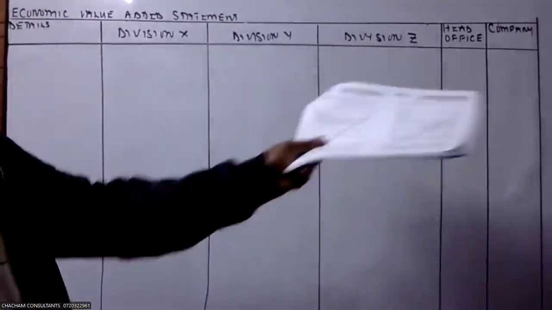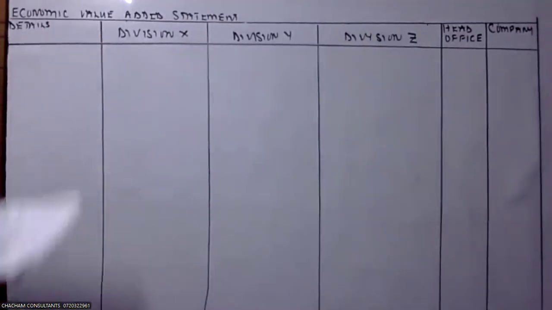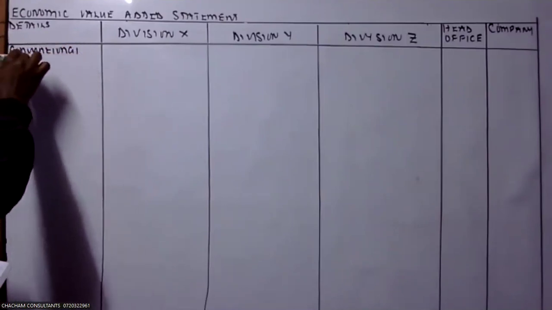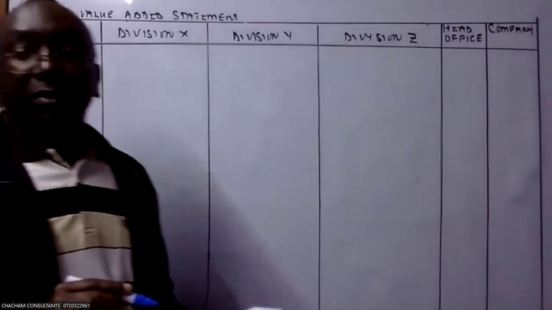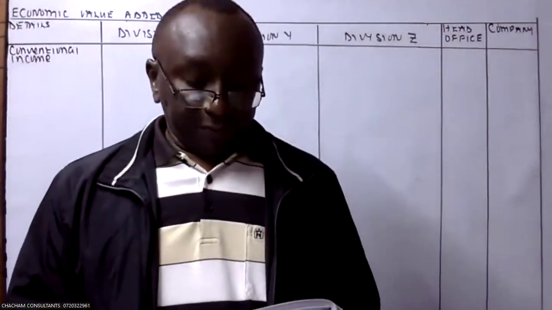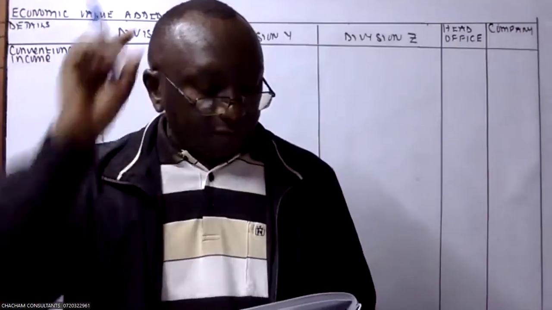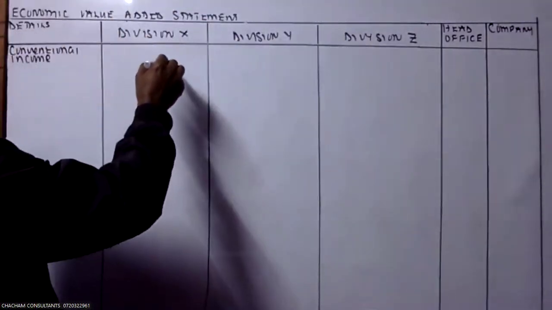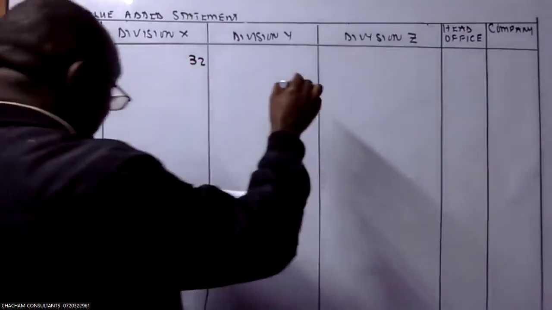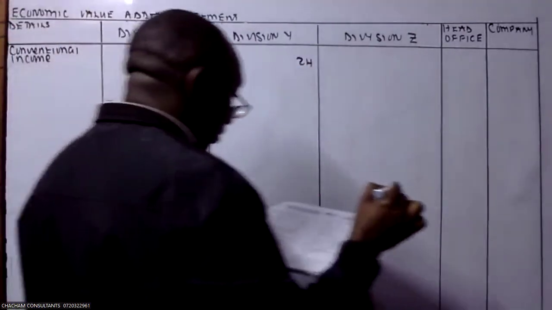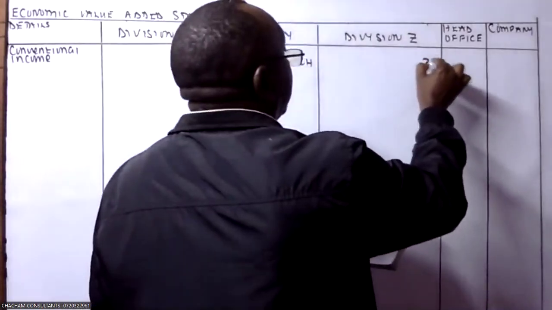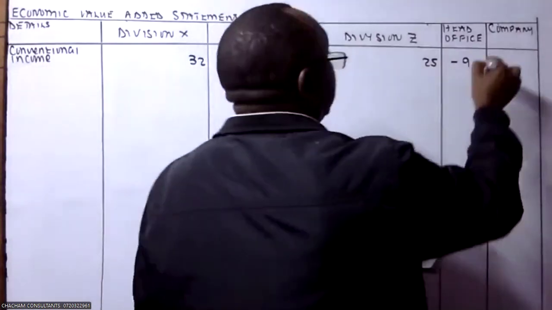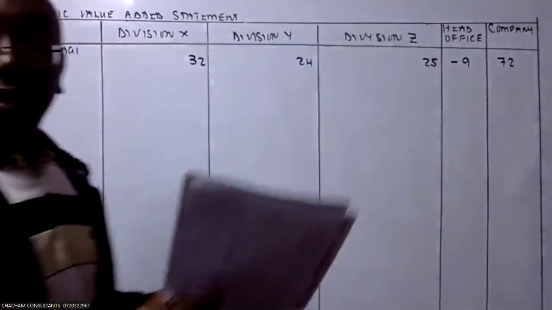So the first thing, just like we began there, is always to bring what we call the conventional income. So the conventional income, you pick any profit that you want that has been presented. For this question, they have presented to us the profit before tax and interest. So X has been given 32, Y has been given 24, Z has been given 25, and head office has been given -9, and then the total is 72. Those are the amounts that have been given.